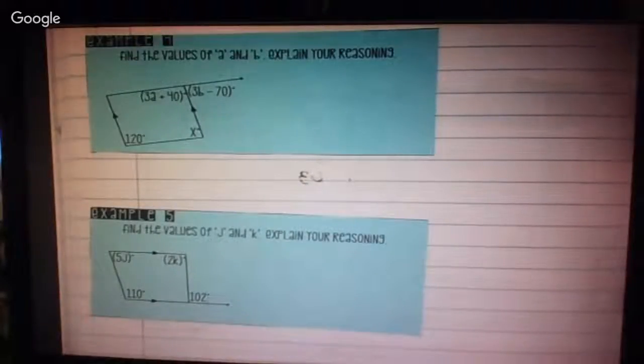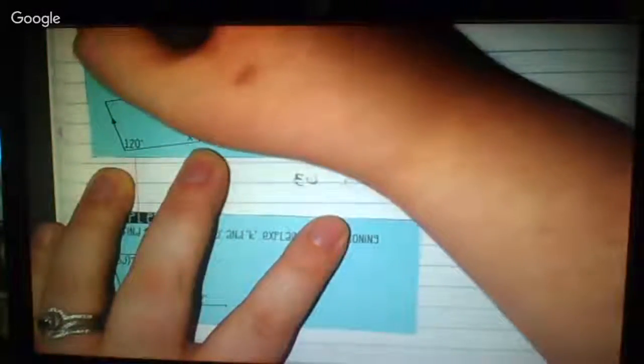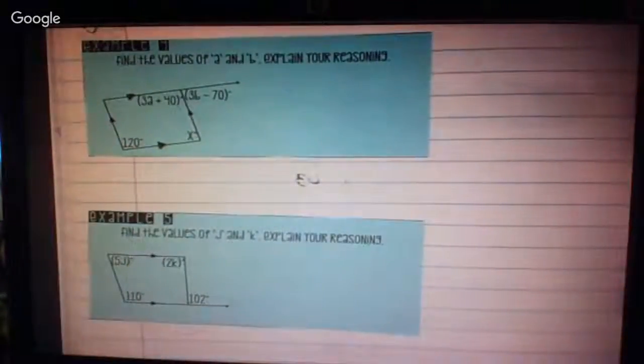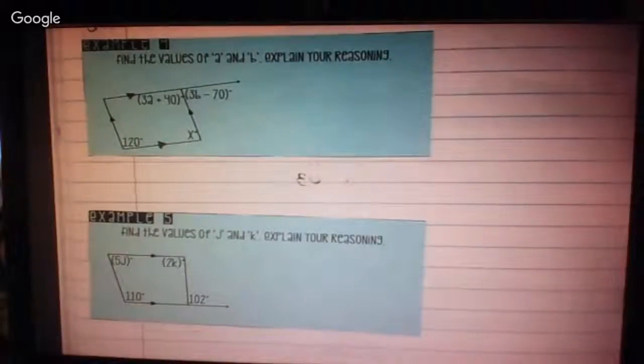Okay, this is a parallelogram, which means these two sides are parallel and these two sides are also parallel. So please mark these two sides parallel. Okay, this is a parallelogram, which means my opposite sides are parallel.